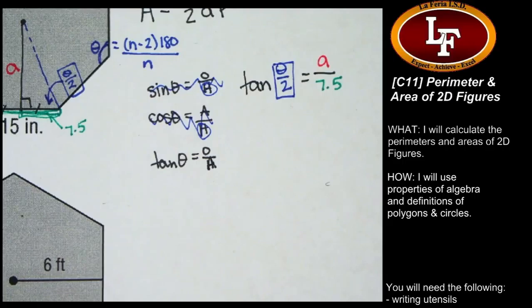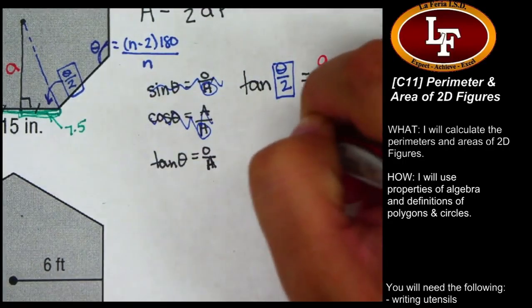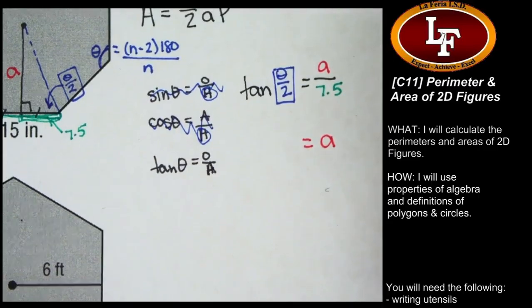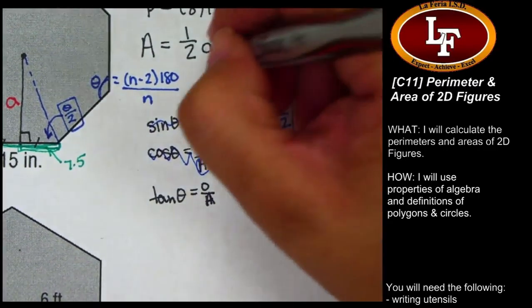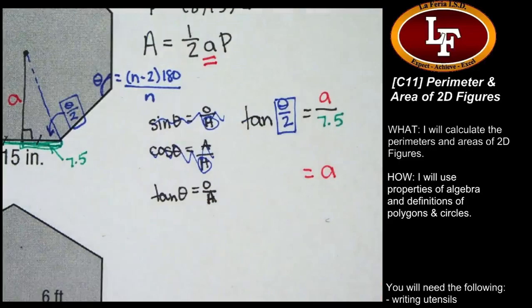Okay. You'll get a value for the apothem, whatever number that is, and that's what you'll use right here to generate the area of your polygon.